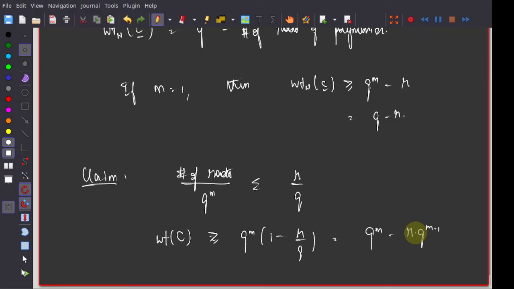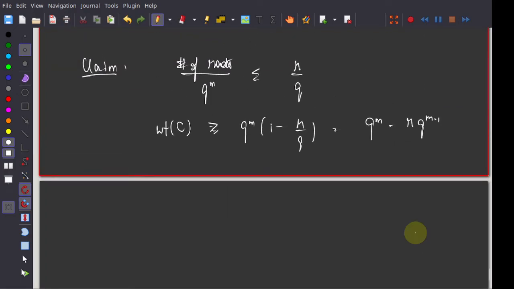So how do we prove this? One way of interpreting this particular statement, because one is to count the number of roots. The other way is the following. Suppose I pick a point at random. I pick one of the q to the m points uniformly at random, and I evaluate the polynomial at this particular random point. What is the probability that it is equal to 0? That is going to be exactly equal to the number of roots divided by q to the power m.